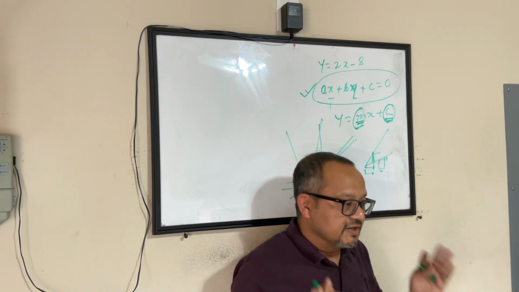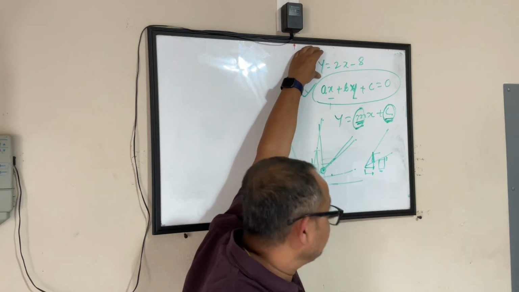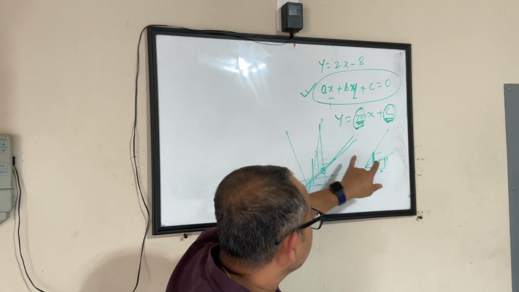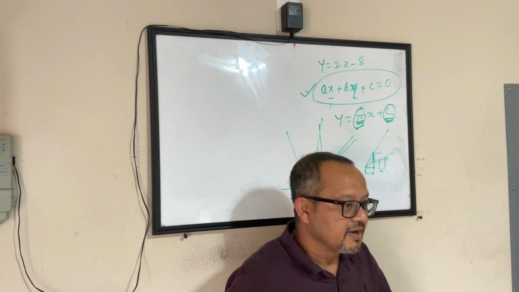But I just wanted you guys to go with this understanding that okay, when you see a linear equation, what does it mean? What is the standard form of linear equation? What is the slope intercept form? And we will decode this in more detail in the class tomorrow. Is that okay?